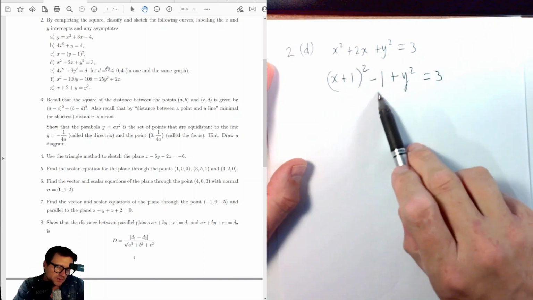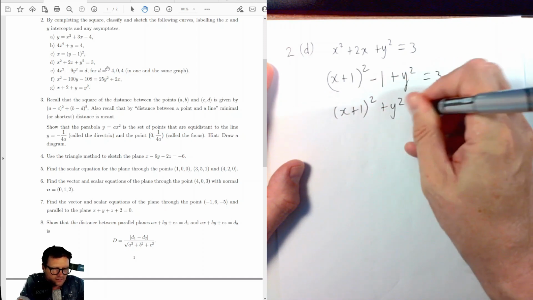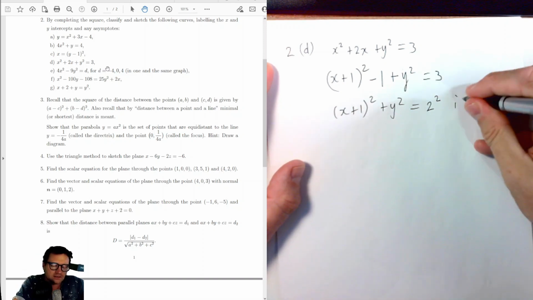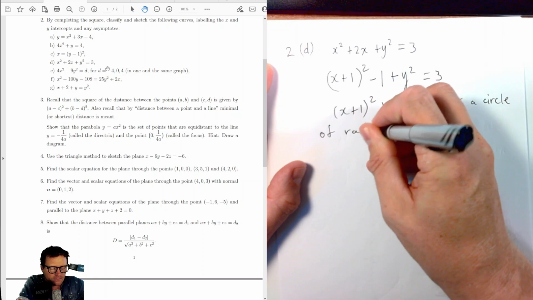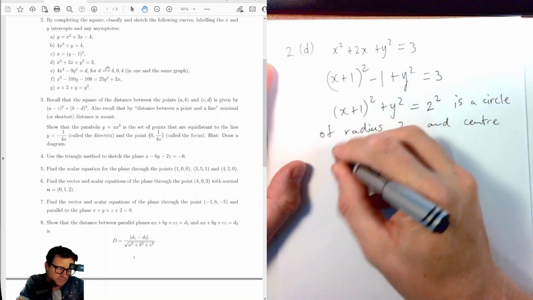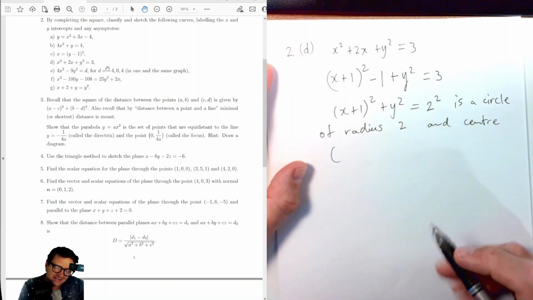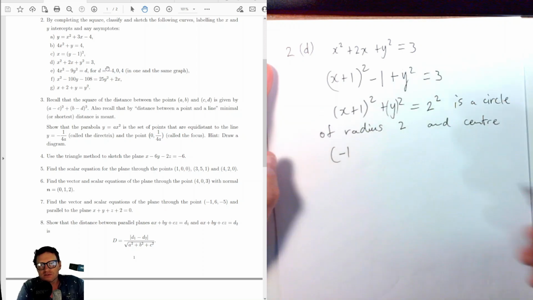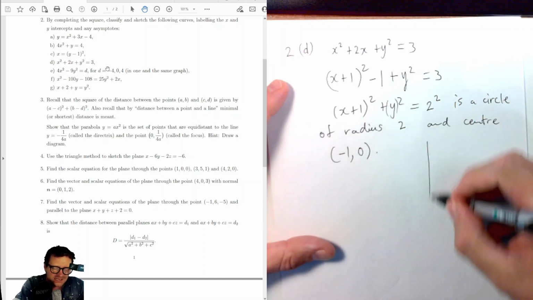Okay, and now finally we want to take this over to the right-hand side. So that's equal to 4, but let's call it 2 squared because now we can see it as a circle of radius 2 and center. Now we get the center by solving for this equals 0, right? So that is x equals -1, and the inside of this bracket here, well, solving for that equals 0 would give us y equals 0. So -1, 0. Okay, so now let's sketch that.